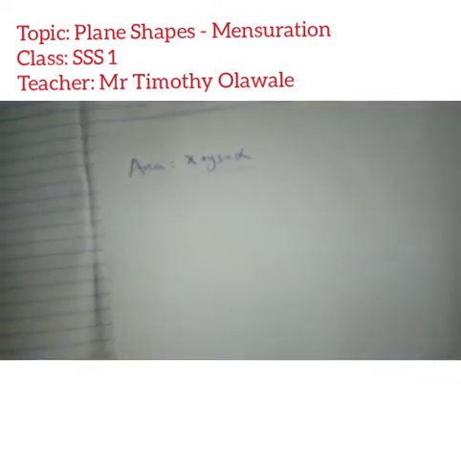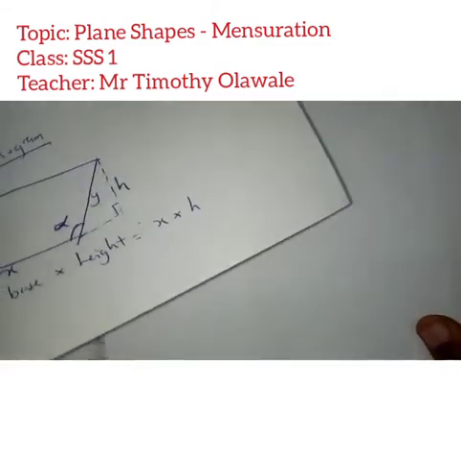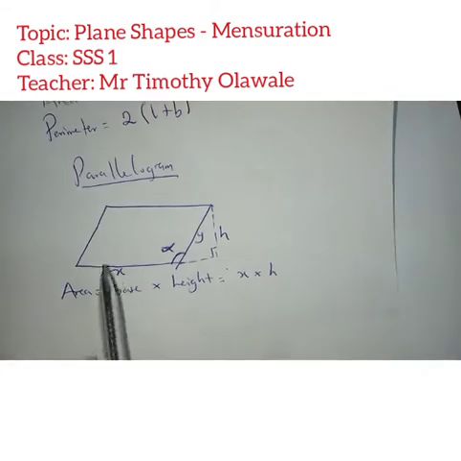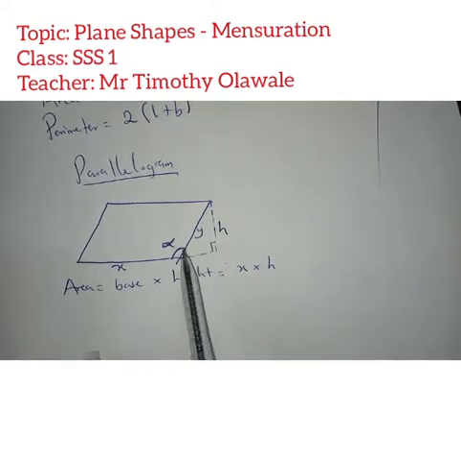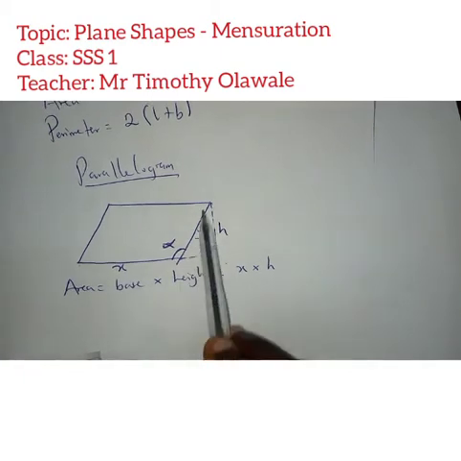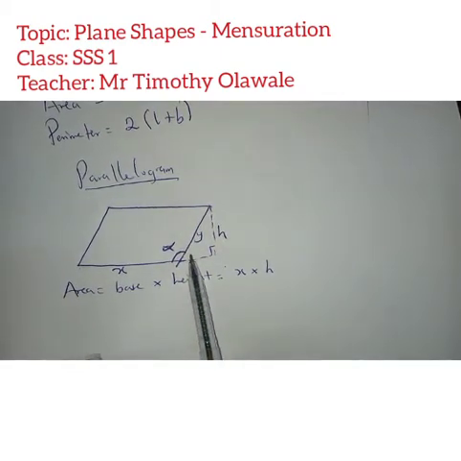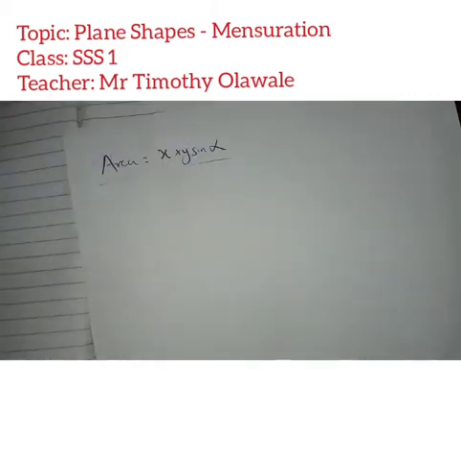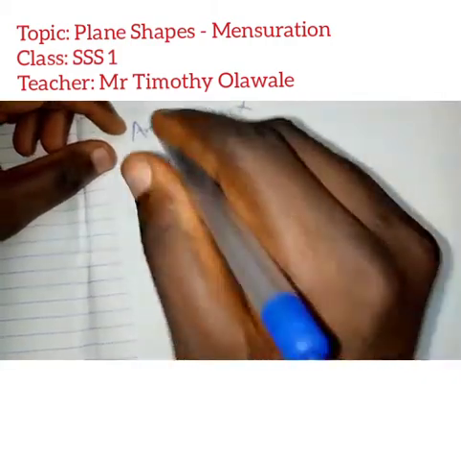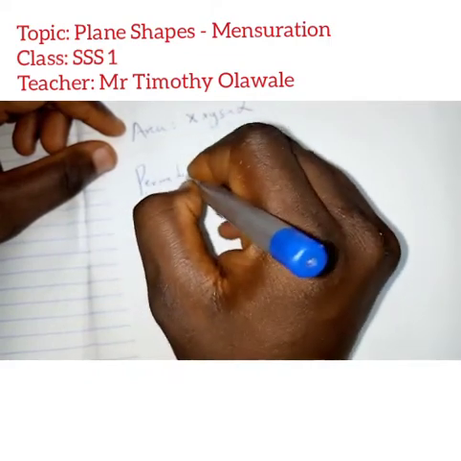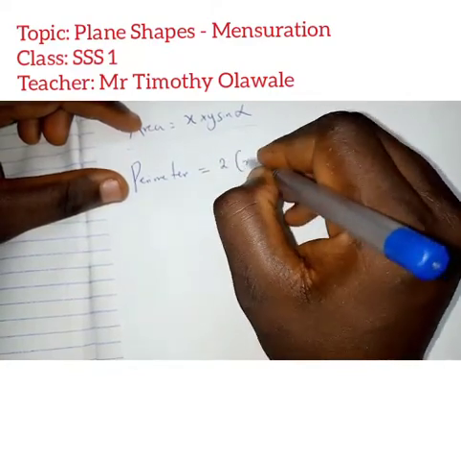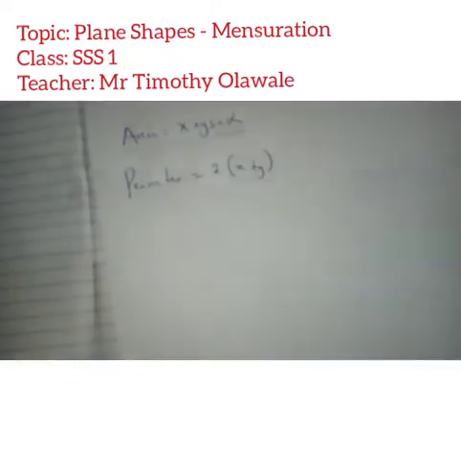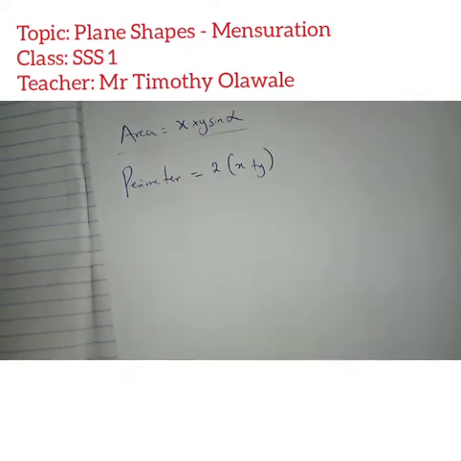Let me show you this again. The area of a parallelogram is base times height. Sometimes if you don't know the height, we will have this value, so it will be X times Y times sine of this angle. All right, so that's about that. And the perimeter of the parallelogram will be 2 into bracket X plus Y. That's simple. That means we are adding all the sides of the perimeter.